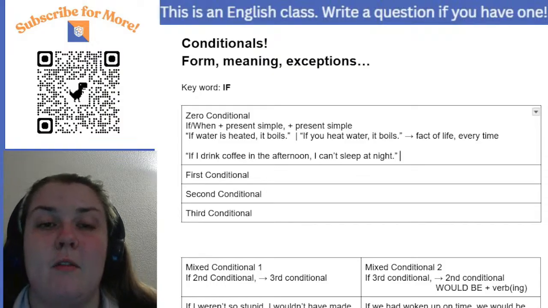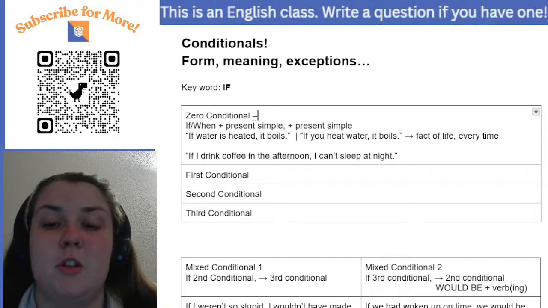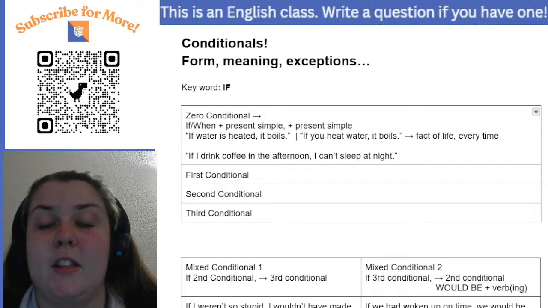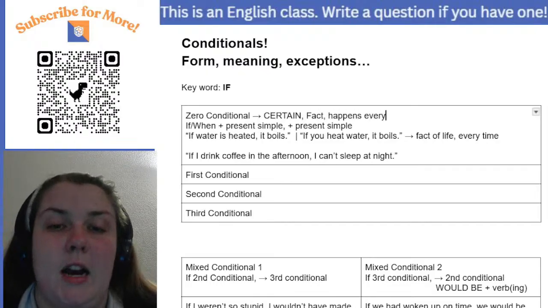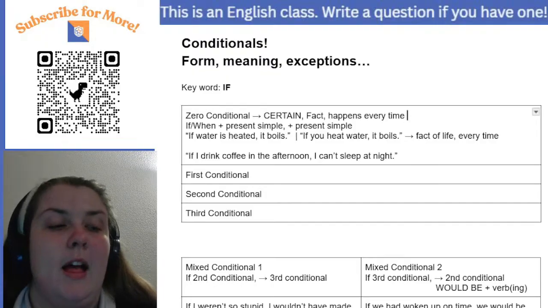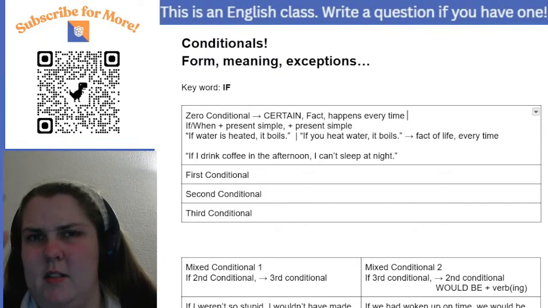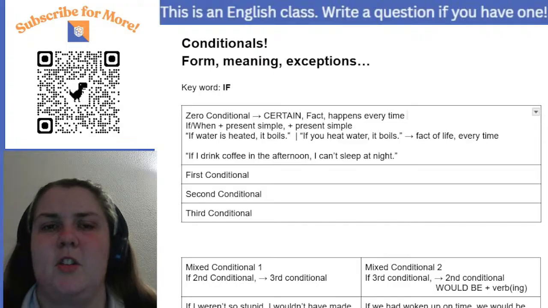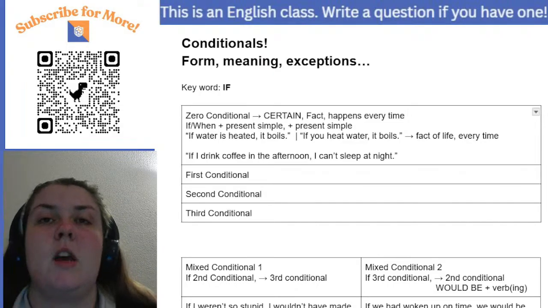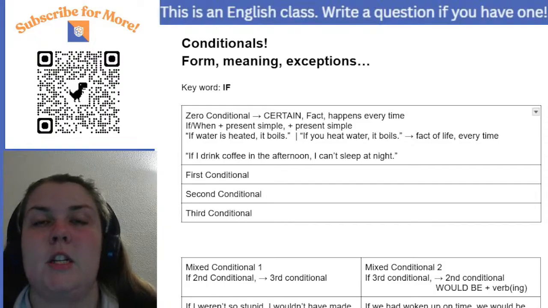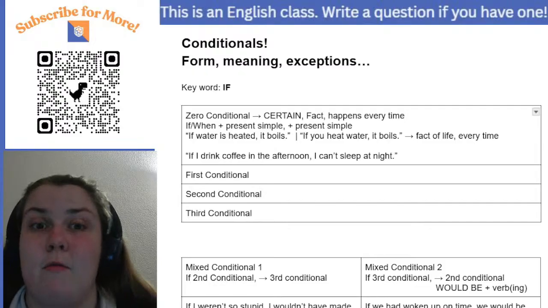So, for that reason, the zero conditional is used to demonstrate a fact of life that is 100% certain. Okay? It's a fact, it happens every time. The reason that I'm giving this very distinct sort of emphasis on the fact that it happens every time is because a lot of my students confuse the zero conditional with the first conditional, which is something that we're going to look at right now.